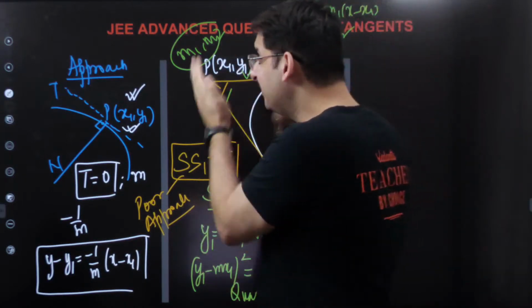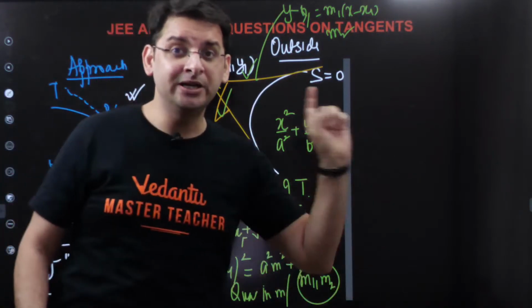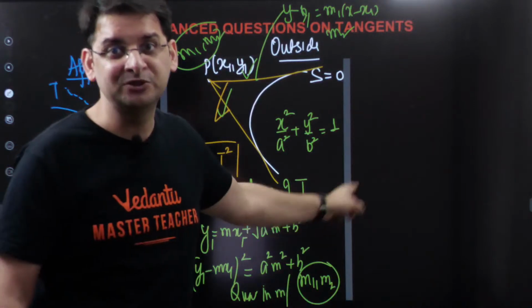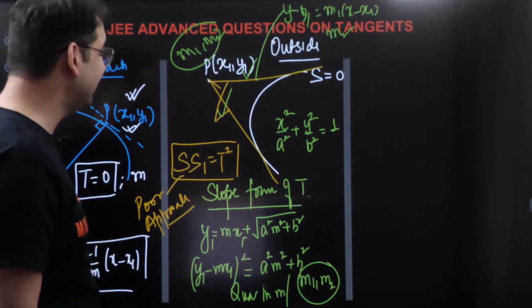So again, you have to remember this. If the point lies outside, use the slope form. That is why you need to remember the slope form of each and every conic section which was given in the table before. Right, so this is the second kind of question which gets typically asked.